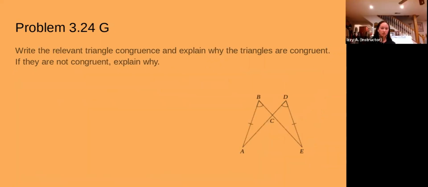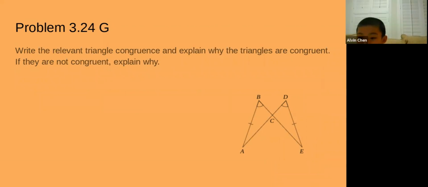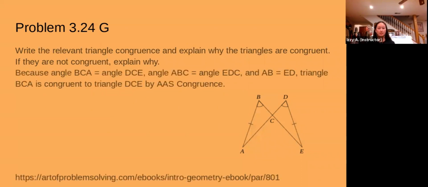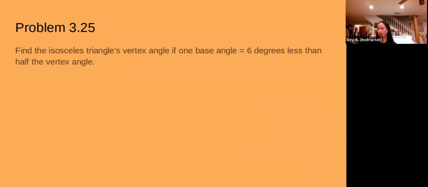Okay. Next. I call AAS. AAS. Yes. So because angle BCA is equal to angle DCE, angle ABC is equal to angle EDC, and AB is equal to ED, triangle BCA is congruent to triangle DCE by AAS. Okay.